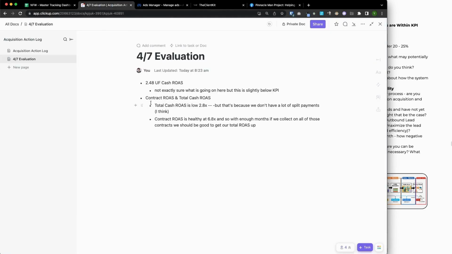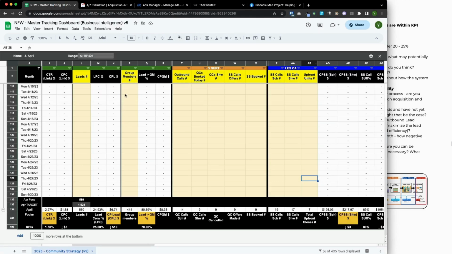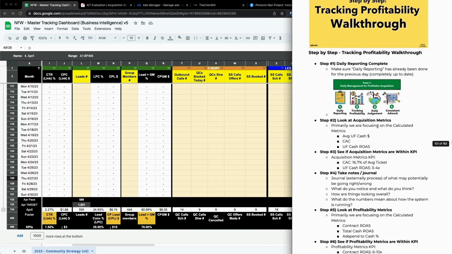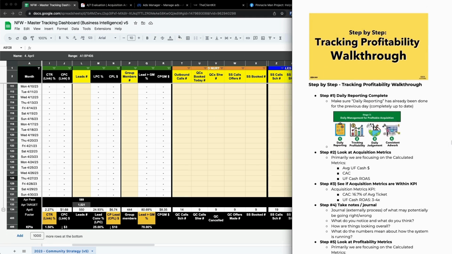And then of course, we're taking notes along the way. So when we jump on with a coach, a master class, or a hot seat, and somebody asks, where is the constraint in your business? Where are you struggling? You have a very good understanding of what all of that looks like. So hope that makes sense. This is going to be the step-by-step tutorial and walkthrough on tracking profitability.